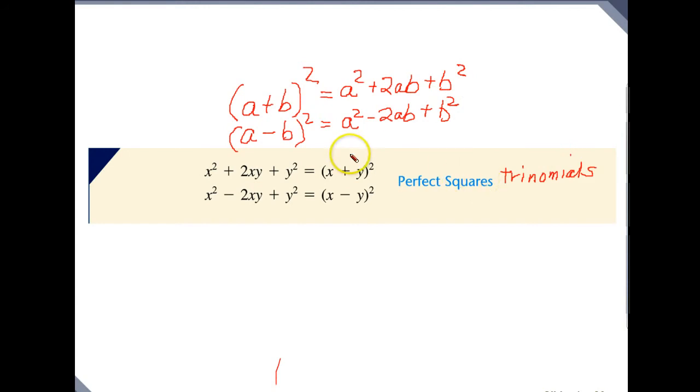Now, these are called perfect square trinomials. Perfect square trinomials, when you factor them, will factor into their binomial squares. A perfect square trinomial factors into its binomial squared. Again, a useful technique, and you'll be working that.